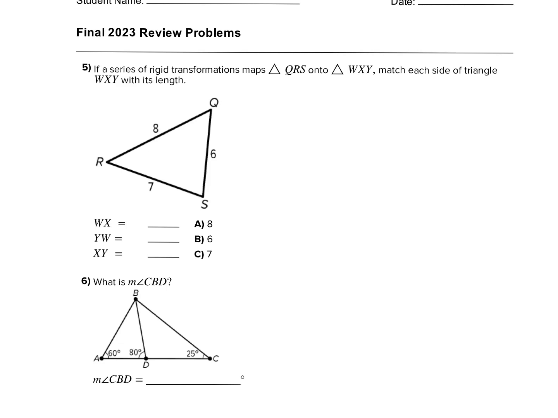This particular question is asking whether or not you understand not only transformations, but more importantly, that you know how to use a congruent statement, okay? So in a series of rigid transformations, triangle QRS maps itself onto triangle WXY. Okay, so what that means is QRS is congruent to WXY.